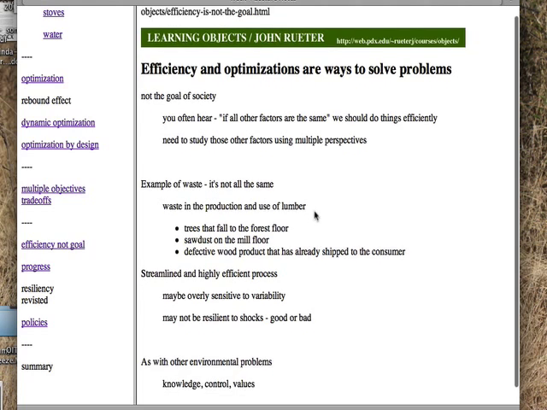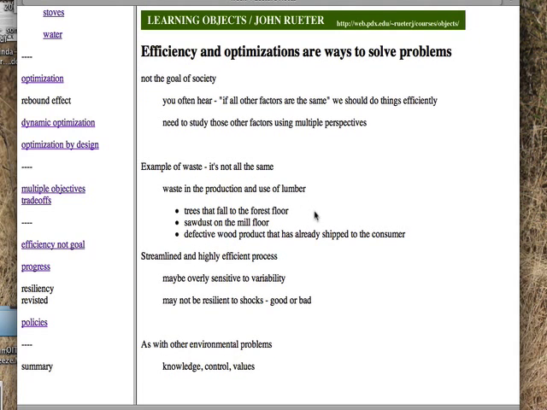So here's an example, in particular, back at the original point about waste. Not all waste is the same. We can have waste in the production and use of lumber. Trees that fall on the forest floor because of the way we cut them down, that's one type of waste. Those regenerate, they can help the soil. Sawdust on the mill floor can be repackaged and made into heating pellets or some other processes that recapture some of the use of that.